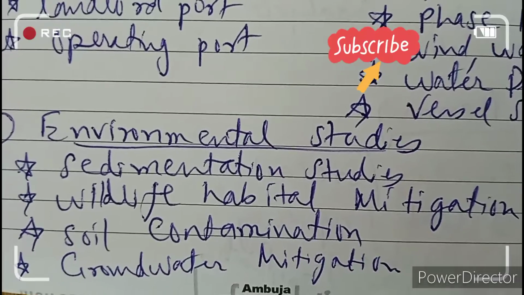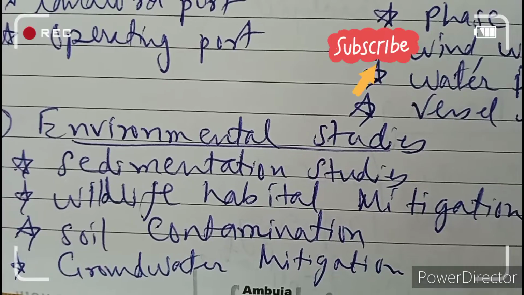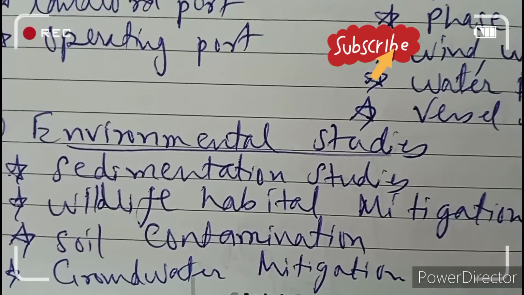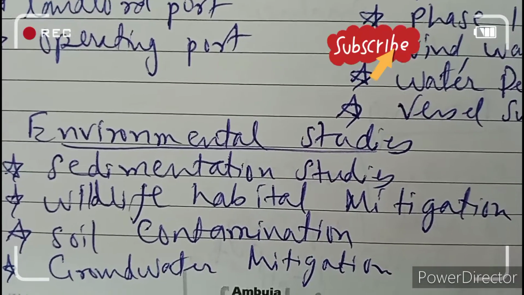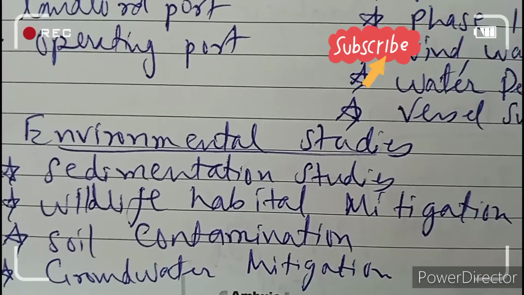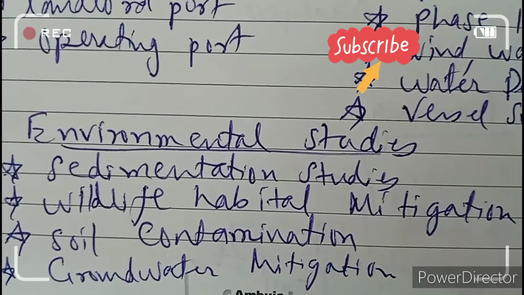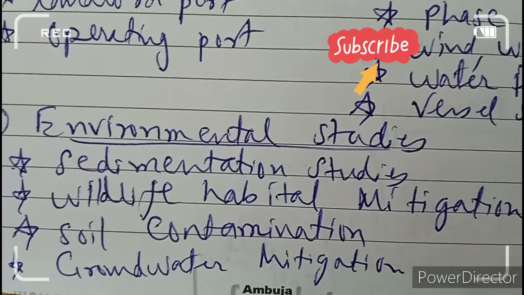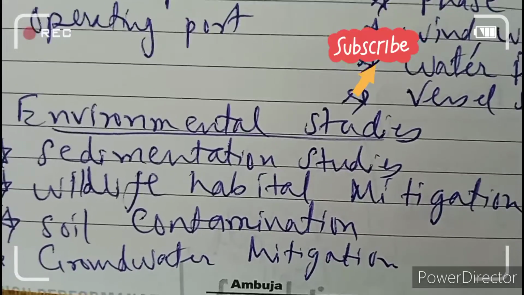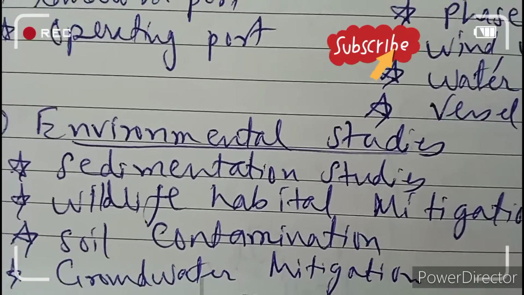Wildlife habitat mitigation studies regard the deterioration of the wildlife nearby the port. If the port is constructed, which flora and fauna will be affected. Soil contamination regards the contamination of the soil of the port land, and how it may get affected due to the construction of the new port.